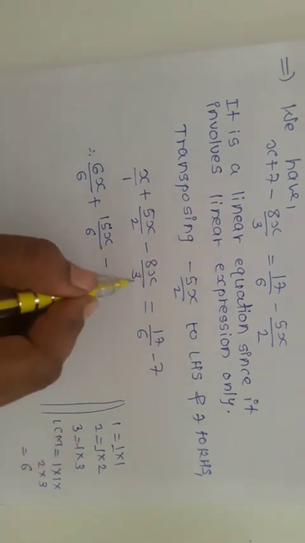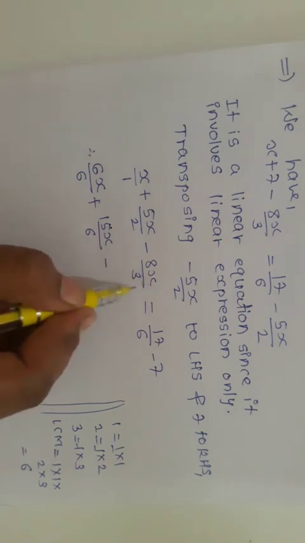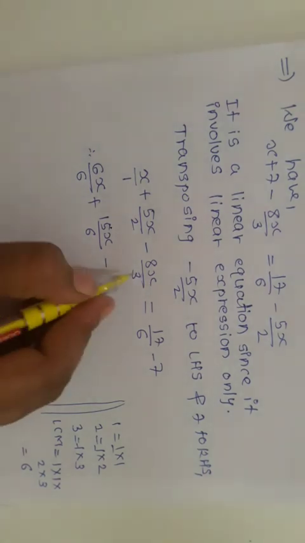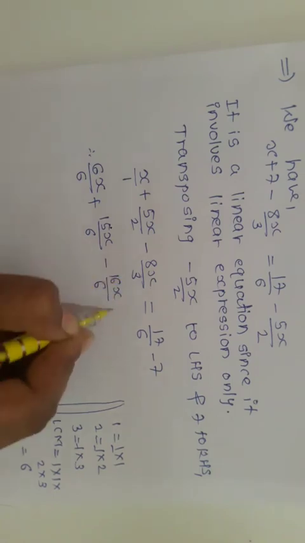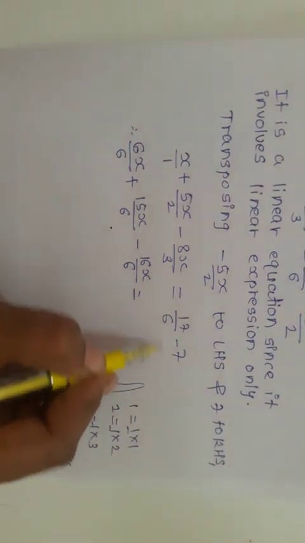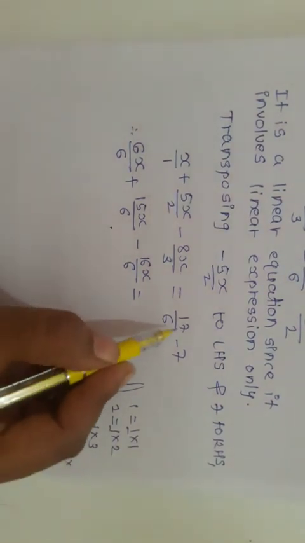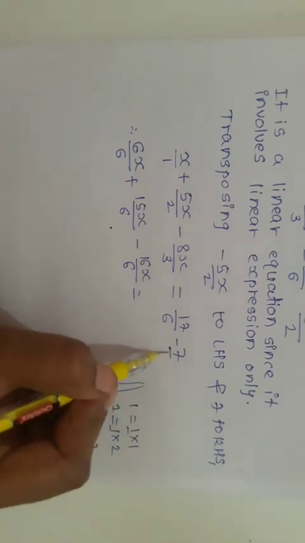Again here the denominator is not 6, so we have to make it 6. How? Multiply numerator and denominator by 2. 8 2s are 16x upon 6 is equal to. Now see the other side, the RHS. Here 17 upon 6 minus 7 is given. Its denominator is 1.